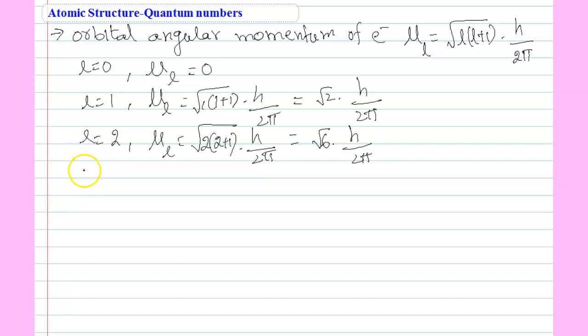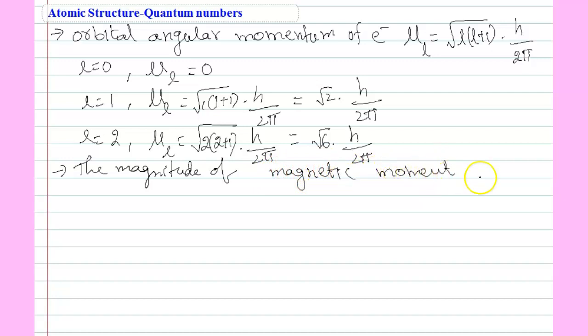So what about magnetic moment? The magnitude of magnetic moment, mu L, equal to square root of L into L plus 1. Actually we are calculating the magnitude. Magnitude means we can remove the h by 2 pi value, then only square root of L into L plus 1. That's all.